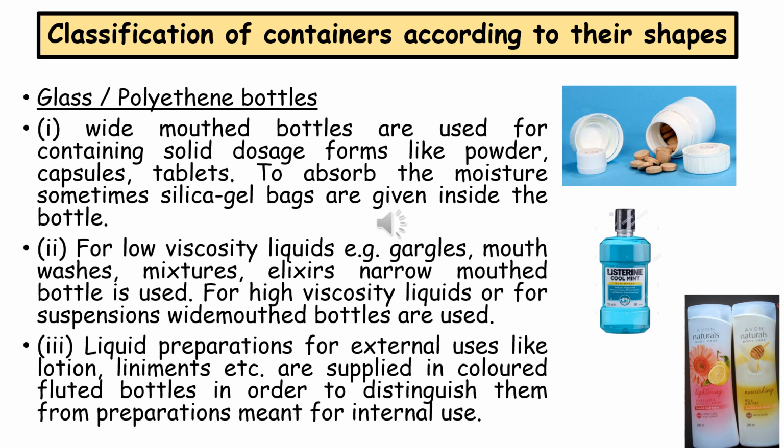Now we will study the packaging formats for the containers according to their shapes. According to the shape, the container is classified as glass or polythene bottles. Solid dosage forms like powders, capsules, tablets are packed in wide mouth bottles, and to absorb moisture, silica gel bags are placed inside the bottle. Then formulations like gargles, mouthwashes, mixtures, elixirs, which are less viscous, are packed in narrow mouth bottles, and highly viscous liquids like suspensions are packed in wide mouth bottles.